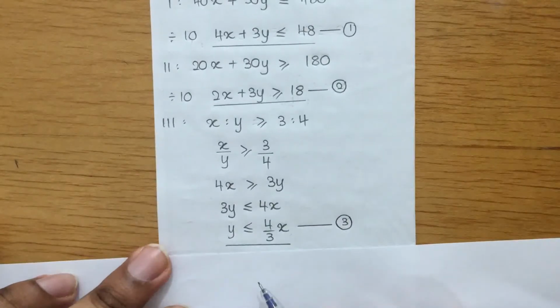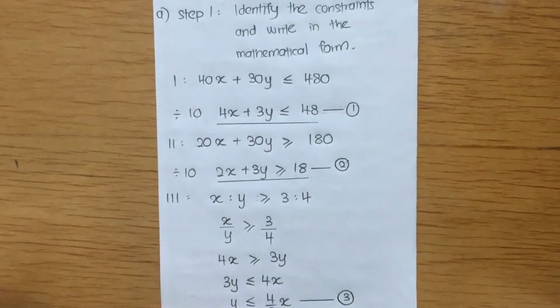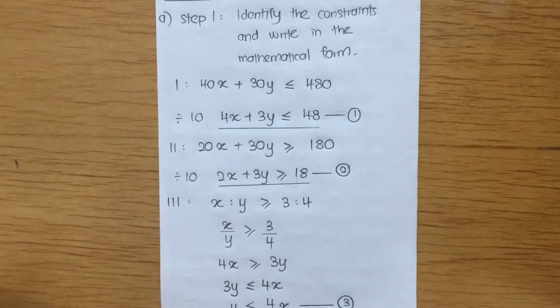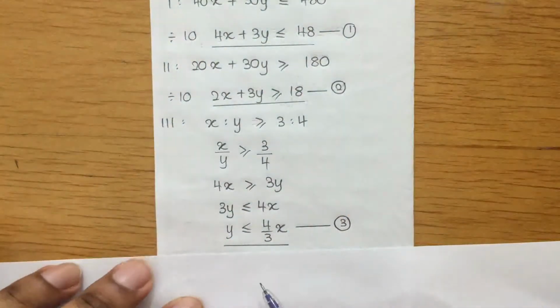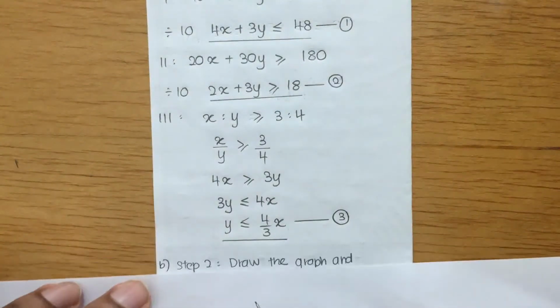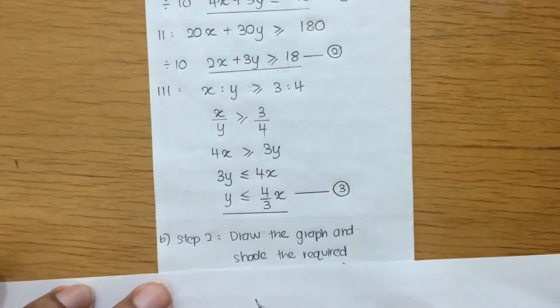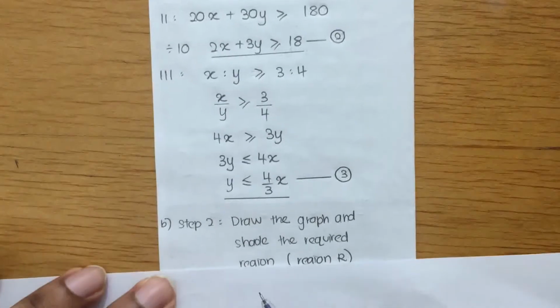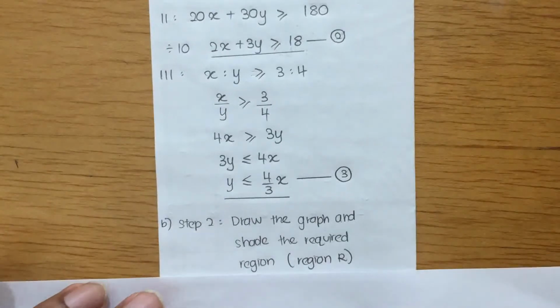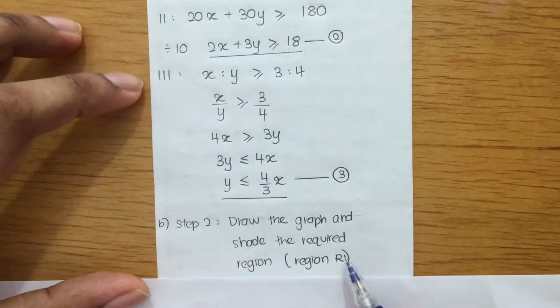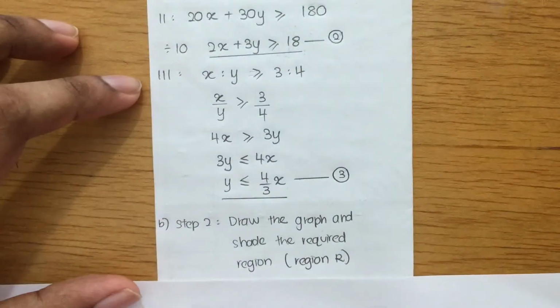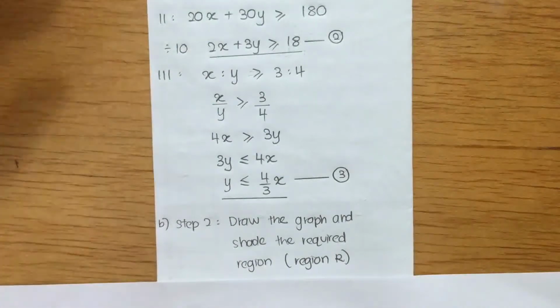Okay. So we have successfully got all three constraints over here. Once you've got the constraints and all the equations, what we do in the next step is draw the graph and shade the required region, in this case region R. We need to form the region R over here, guys. I've already completed the graph and shaded the region R for you. Let me show you the completed working now. So please hold on for a moment.